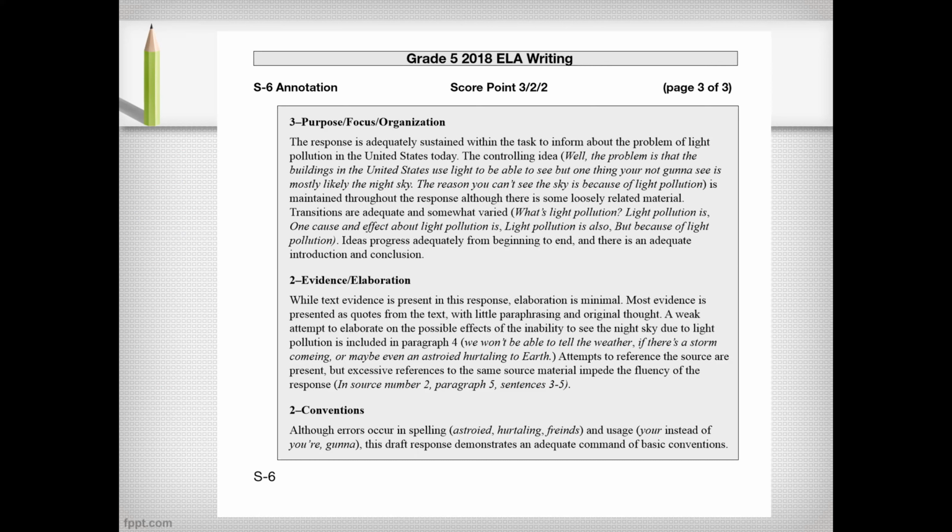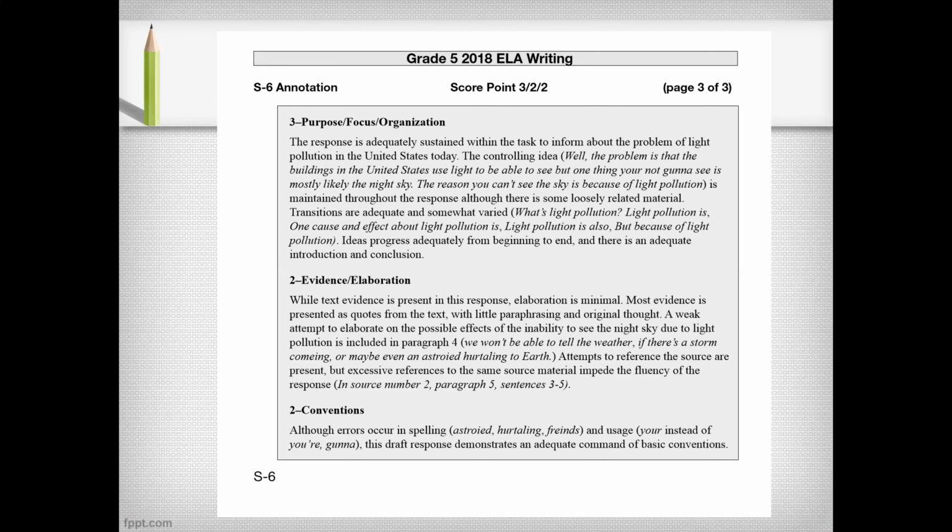Now for evidence and elaboration, this is where it definitely drops below proficiency, and let's talk about why, because it's not a super brief response. But when you focus in on specifically the evidence and elaboration, you'll see that while text evidence is present, elaboration is minimal. Most evidence is presented as quotes, which is absolutely an acceptable way to use evidence, but you'll see that there's very little original thought to go with those quotes. There's a weak attempt to elaborate, and it's kind of a funny one with the asteroid hurtling to Earth, but really that's one of the only places that they even attempt to provide that elaboration or original thought.